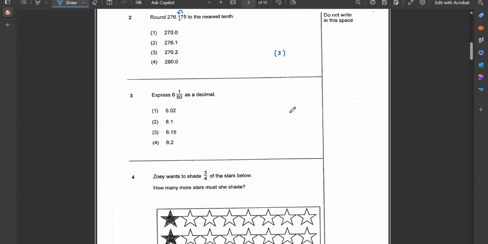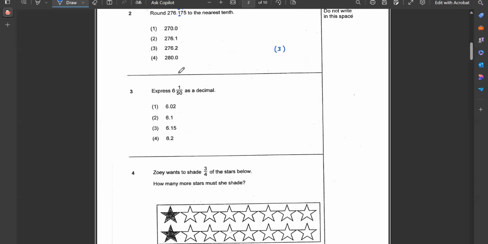Okay. Now the next one, express 6 whole and 1 over 50 as a decimal. So this is a fraction. When we want to change a fraction to a decimal, the first thing we look out for is the denominator. See whether you have any familiar numbers that you can work with to change it to 10, 100, or 1000. So 50 is a number that you can easily change to 100. You can only go up, can't go down to 10. If you go down to 10, then the top number you can't divide anymore, so it's useless. So you have to go up to 100 instead.